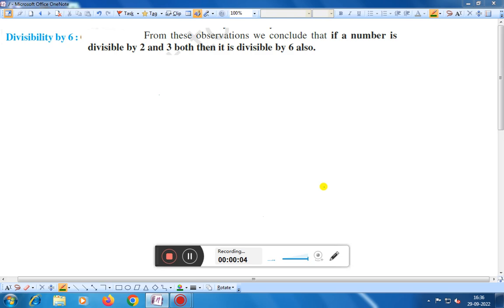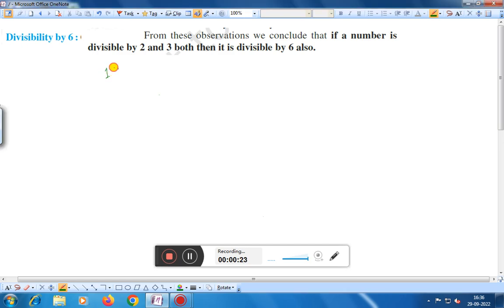Today we shall discuss the divisibility rule of 6. The divisibility rule is: if a number is divisible by 2 and 3 both, then it is divisible by 6. Let us take one example. Suppose the number is 18.